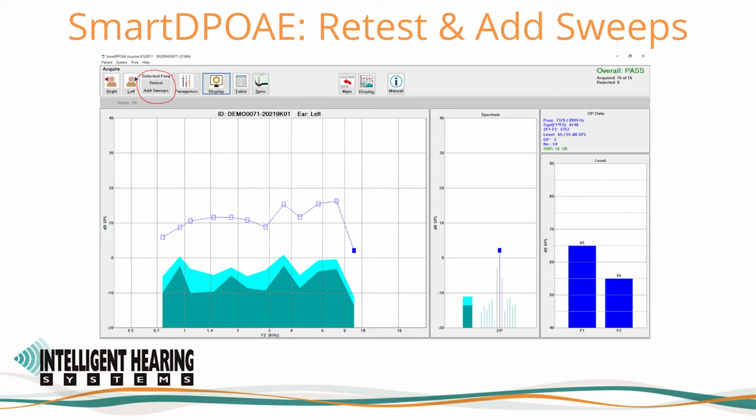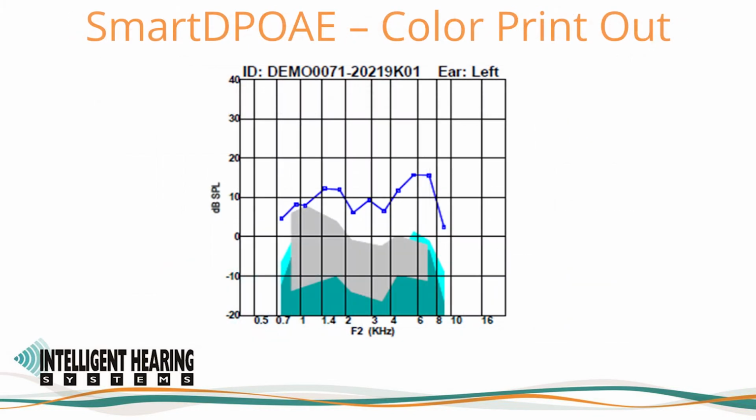If the acquisition is stopped before completing all the sweeps at other frequencies, the program will add sweeps or retest the selected frequency or level, and then continue testing any other frequency or level that was left incomplete. We have also added colored printouts to the DPOAE module for nicer, more presentable reports.